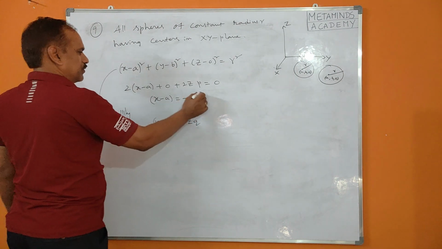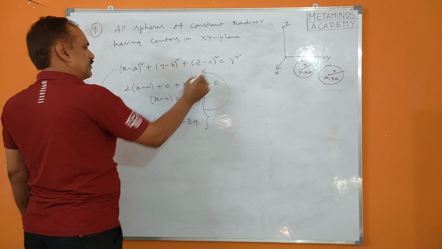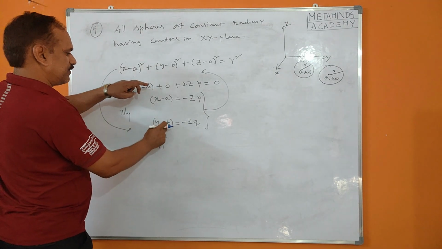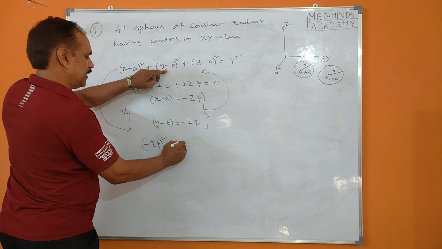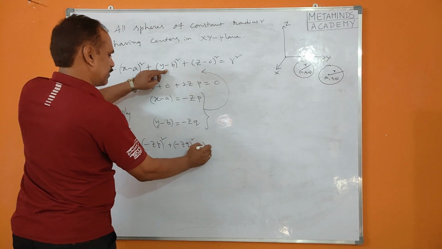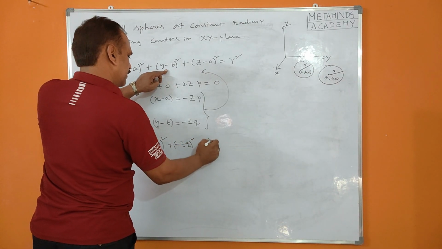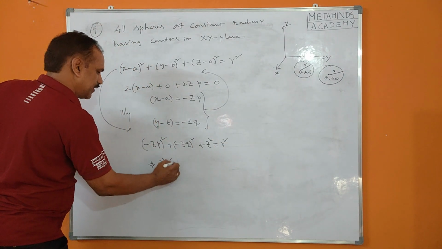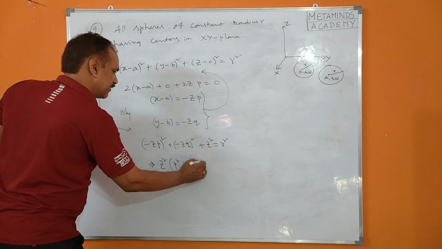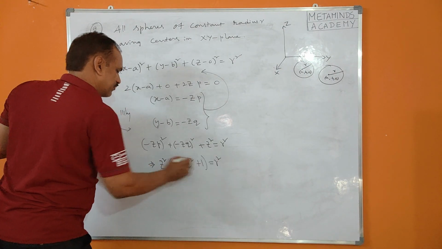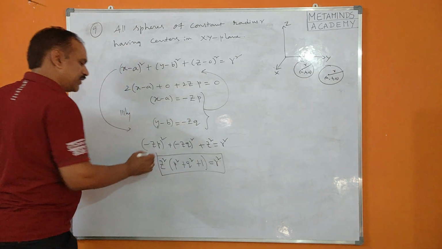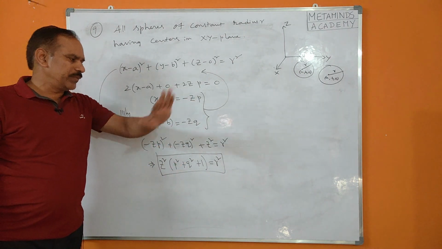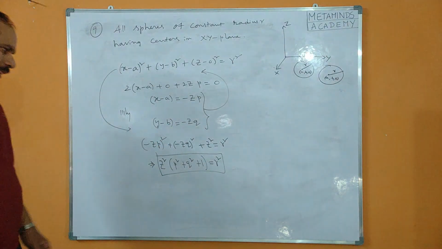From these two, you substitute back into this equation, what will you get? Minus zp whole square, and in place of y minus b, you put minus zq, plus z square equal to r square. So it is z square into p square plus q square plus 1 equal to r square. You need not eliminate r because it is not an arbitrary constant. It is a constant, right? It won't change from sphere to sphere. So that is why it is a constant, right?